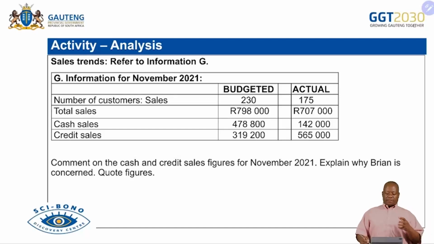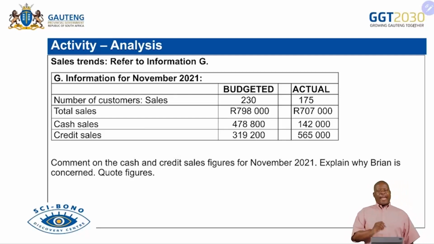Total sales, check that. 798,000 budgeted, but the actual achieved is 707,000. Cash sales, check what happened to cash sales. Went down. Credit sales went up. But even though there was that movement, the total sales went down. Anyway, it says here, comment on the cash and the credit sales figures for November 2021. Explain why Brian is concerned. Quote figures.